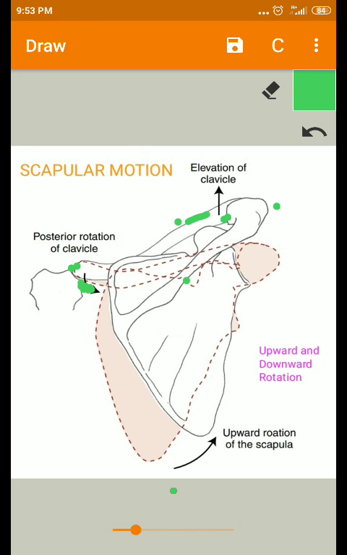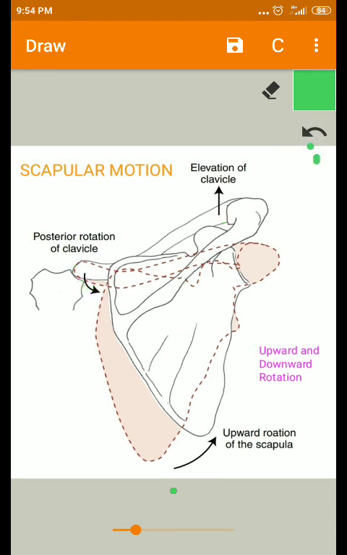That is only a theoretical thing, but here the available rotation is 1/3 rotation of the clavicle at the sternoclavicular joint, which causes the elevation of the clavicle, which results in upward rotation of the scapula. So this is about the upward and downward rotation of the scapula.